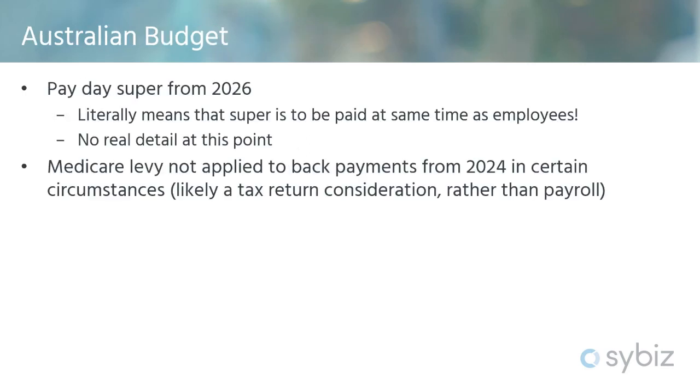Just a couple things from the recent federal budget. There is something called Payday Super, which is slated to come out from 2026. Now, at this point in time, we don't really have much information as to what that means, but essentially the aspiration is that Super will be paid at the same time as employees. So that means if you pay your employees weekly, you'll be paying Super weekly as well at the same time.